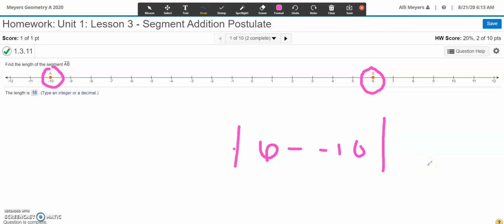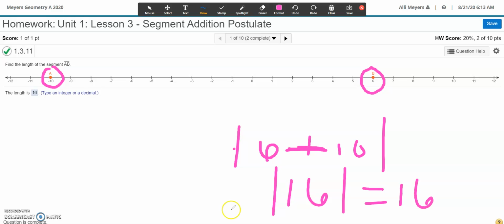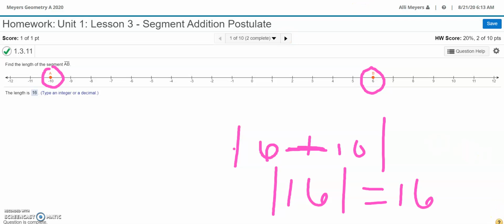So 6 minus -10, that's actually adding 6 plus 10. So the absolute value of that, absolute value just makes a number positive. This is already positive, so the answer would be 16. And you type that in there. Sorry, I already went through and did this question, so that's why the number's already filled in. I got it right. Yay me.